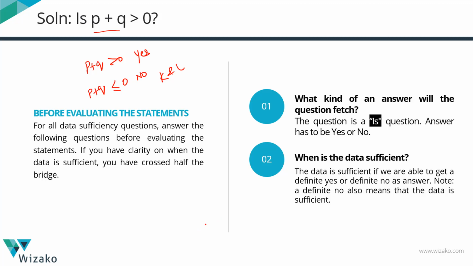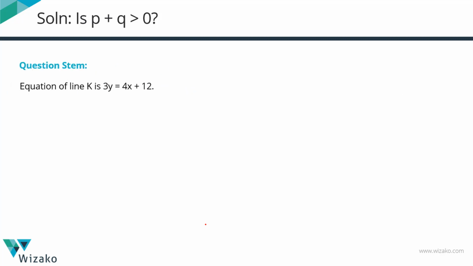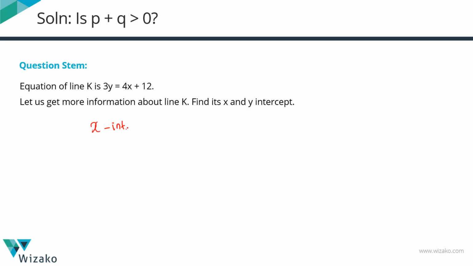But before proceeding any further, let's get some understanding about what these lines are at the question stem level. The equation of line K is given to us, which is 3y equals 4x plus 12. Let's find out what this line is. Where does it cut the x-axis? Where does it cut the y-axis? What is its slope? Which quadrants does it pass through? All that we need to do to get there is to compute the x and y intercept of this line. Let's start with the x-intercept. We'll compute the x-intercept of line K.